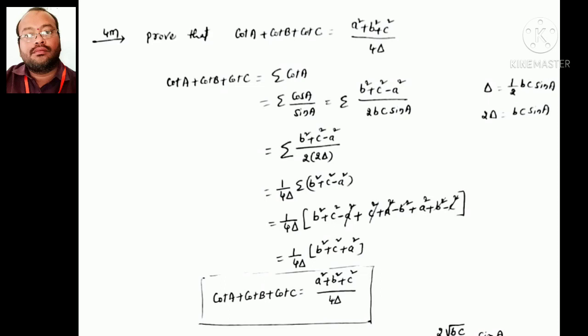Take that as a common. Then b square plus c square minus a square. Expand it. We can get by cancellation a square plus b square plus c square in the numerator. So finally the answer will be a square plus b square plus c square by 4 delta. This is also important for 4 marks question.